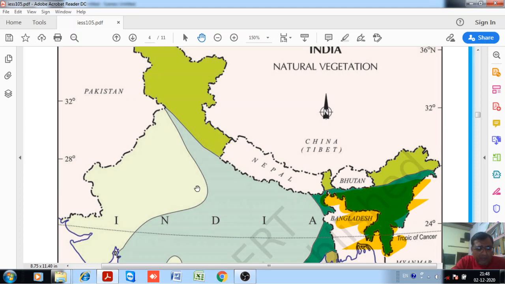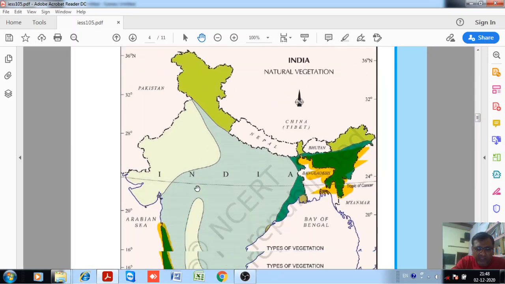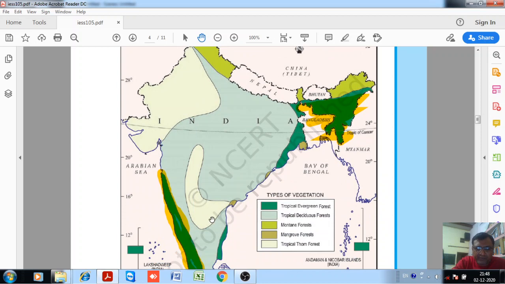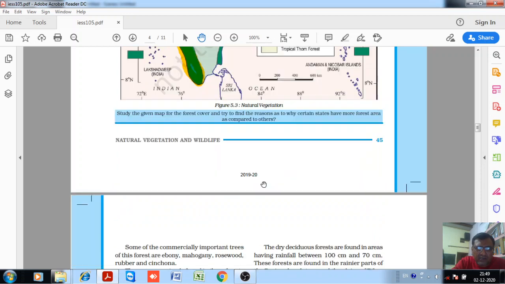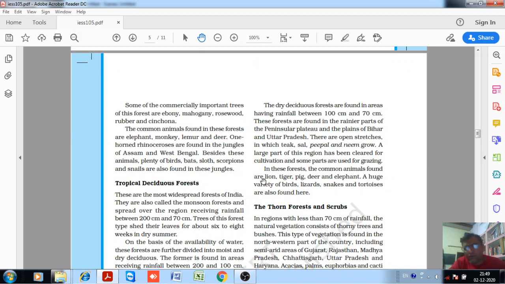So this is the map of natural vegetation of our country. You can see the dark green color for tropical evergreen forests and the tropical deciduous forests. The most area is covered by tropical deciduous forests. The highest proportion of the forest is under tropical deciduous forests. Now let's study the different forms one by one.